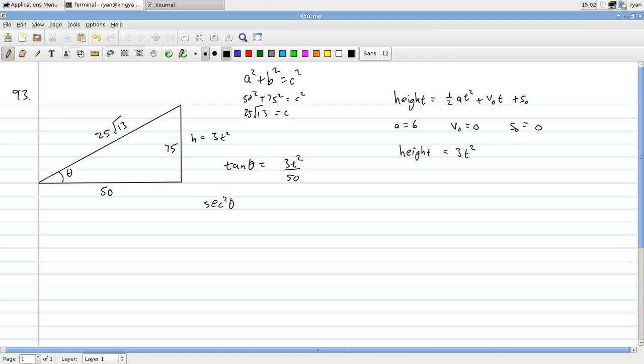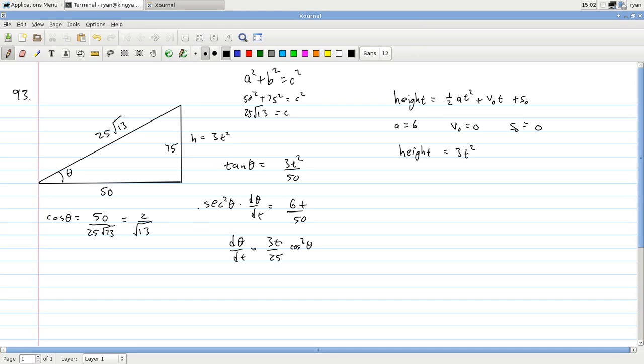So this tells us that secant squared theta d theta dt equals 6t over 50. Now let's multiply both sides by cosine squared to get d theta dt by itself. So we get that this is 3t over 25 times cosine squared theta. Now we want to know what the t value is, and we want to know what cosine of theta is. So first, cosine of theta. Cosine is adjacent over hypotenuse, so cosine is 50 over 25 radical 13. We can reduce this to be 2 over radical 13.